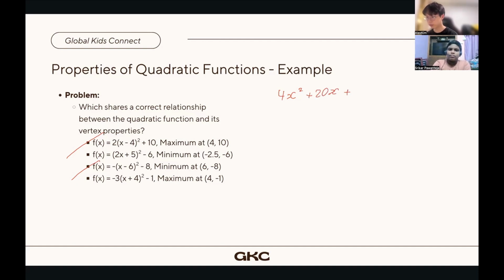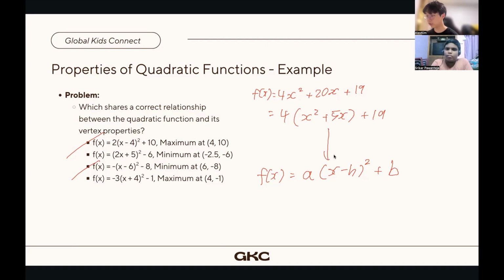so that we get a value of 19. So then from here, we group 4 so that we get x squared plus 5x plus 19. And then from here, we rewrite this part of the equation into an equation that is squared. And so if you remember the vertex form, it was f(x) equals some a multiplied by (x minus h) squared plus some b. And so we're changing this into this form.